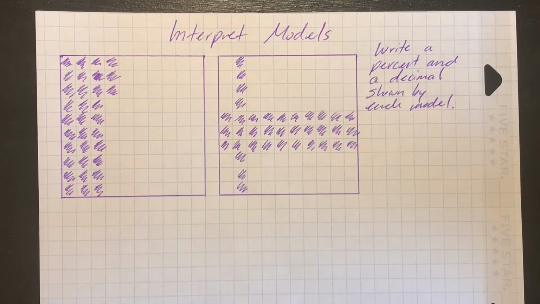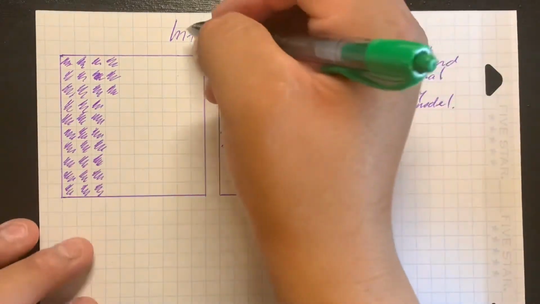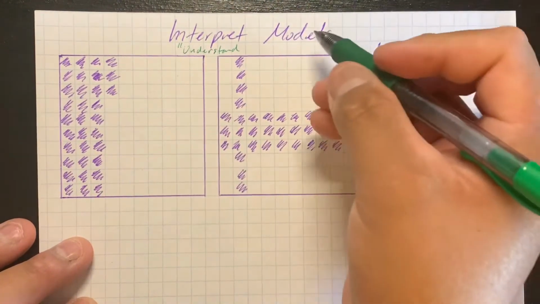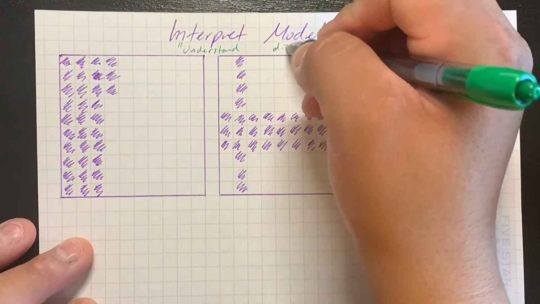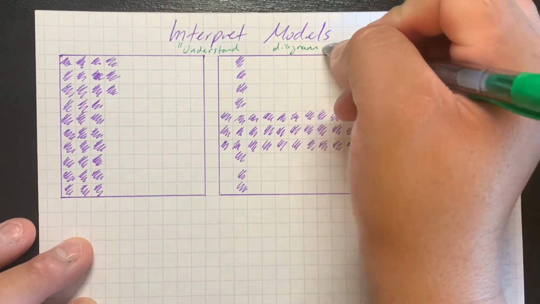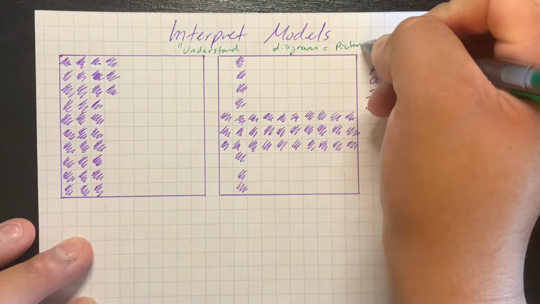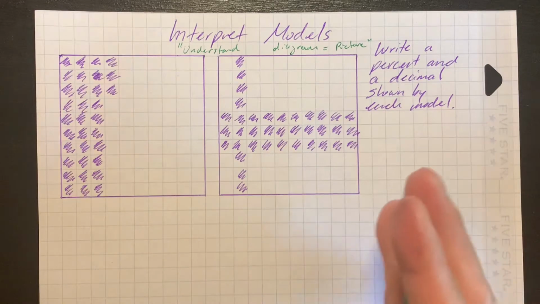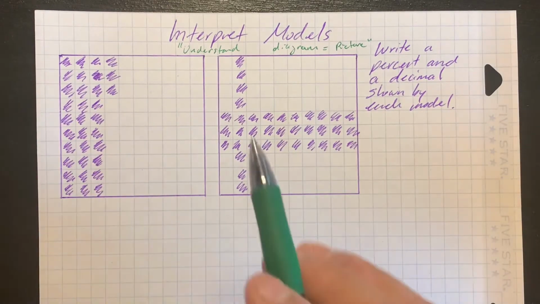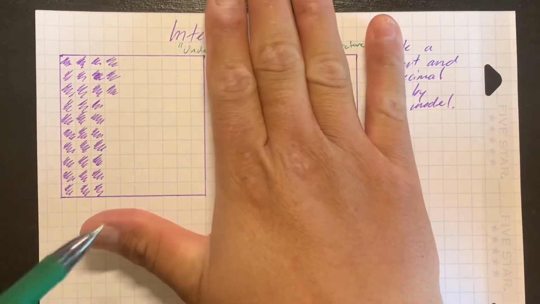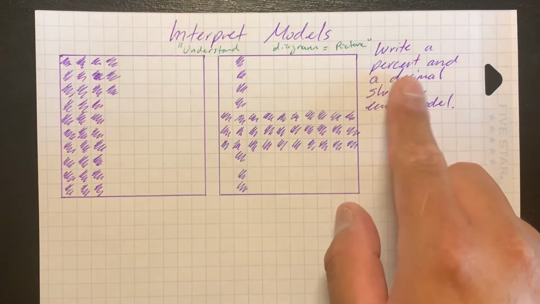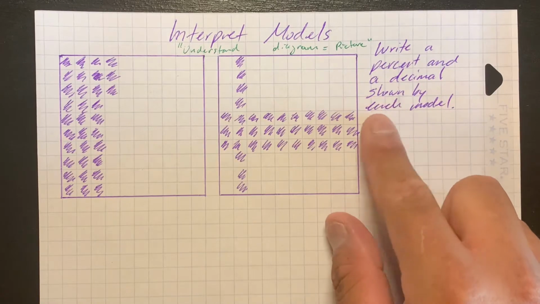All right, for this first example, we're going to interpret models. Now remember, interpret means to understand, and models means a diagram. A diagram is really just a picture. So when we interpret models, we want to understand what these pictures are showing. Now these are 2 separate problems, so let's focus on the first one right here, to the left. All we want to do is to write a percent and a decimal shown by each model.